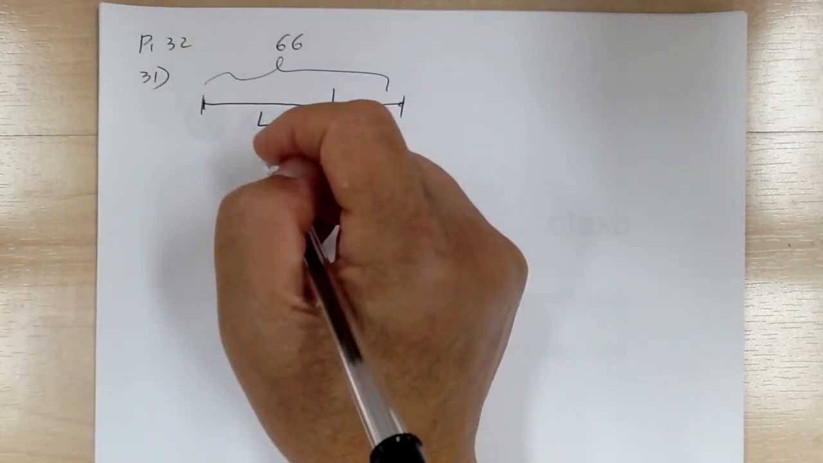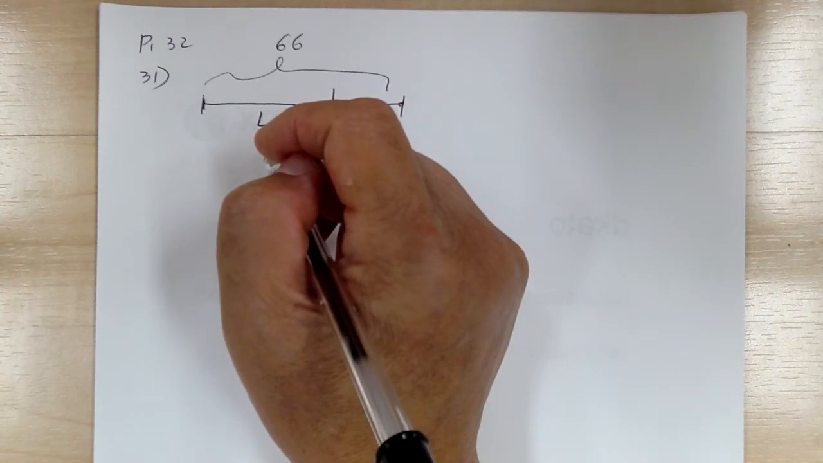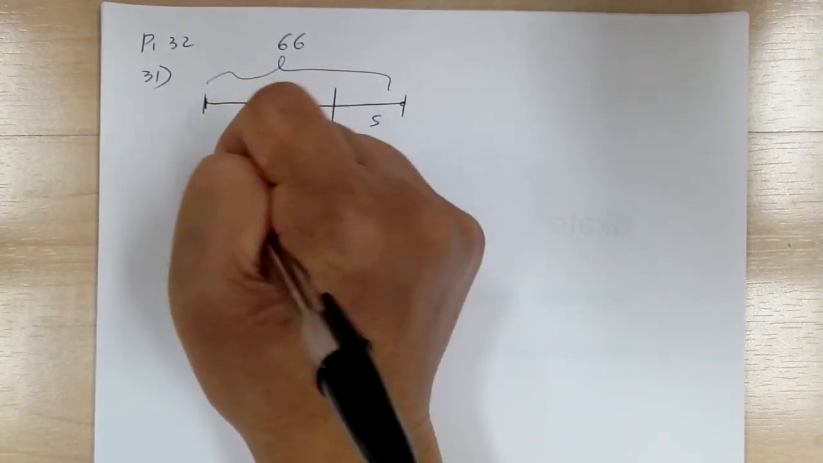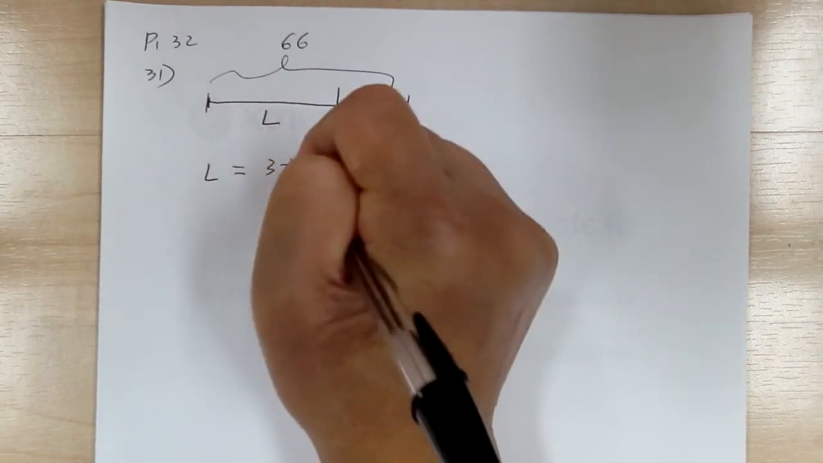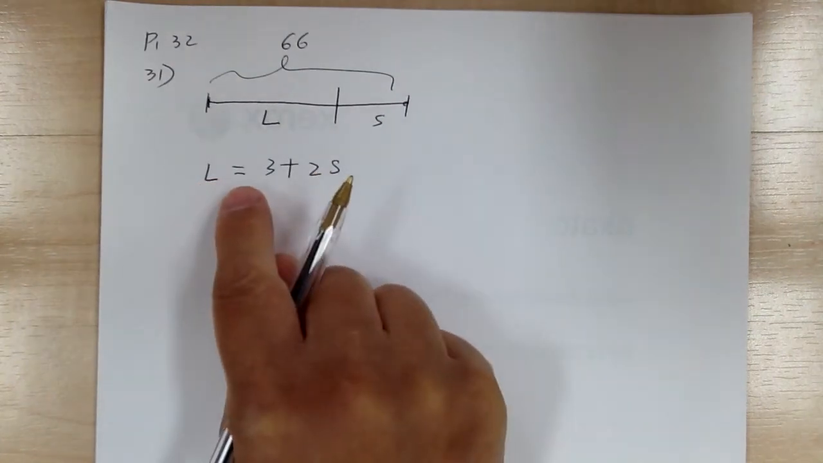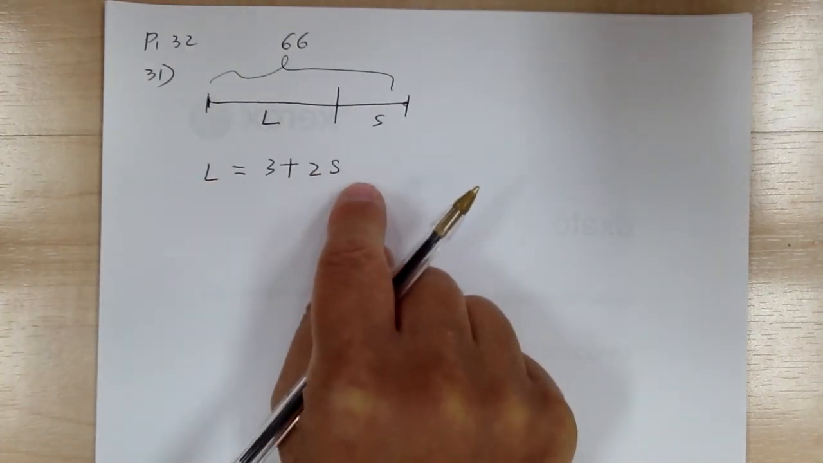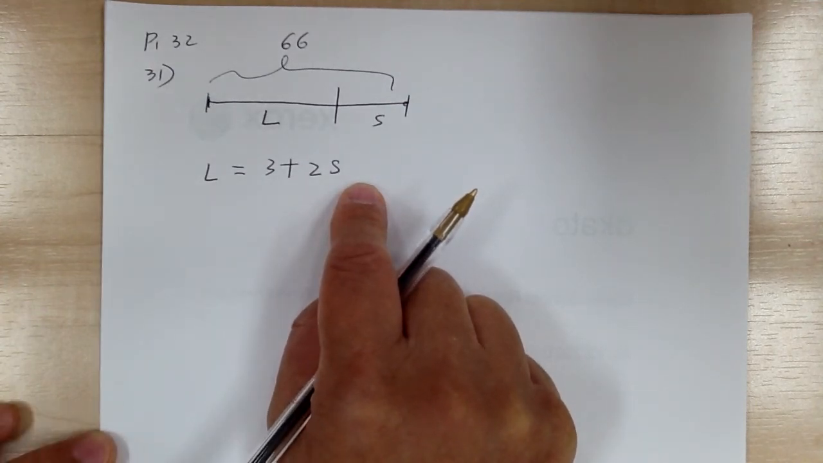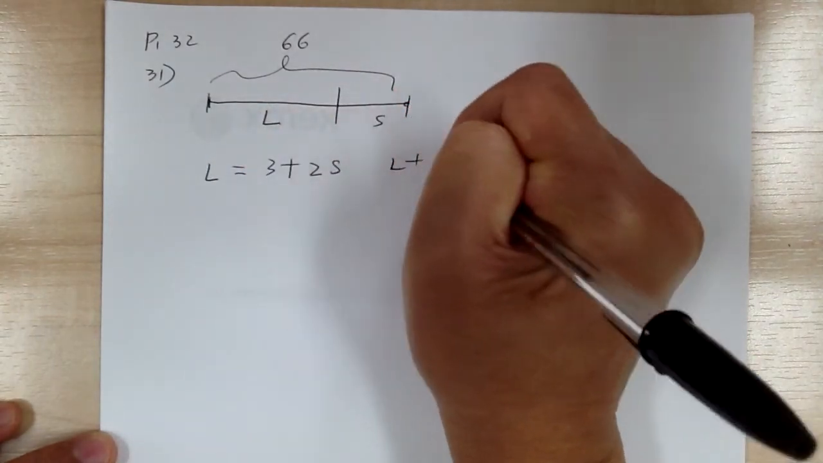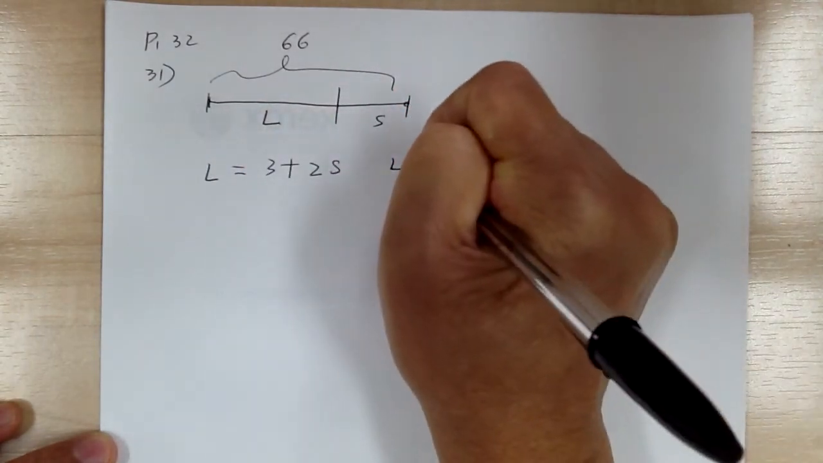Now all you have to do is read and translate. So the large number is 3 more than twice the other number, the small number. So the large number is 3 more than twice the other number. And find the larger of the two numbers. You're looking for the large one. The other one is not as obvious, but when you look at the picture, you can see L plus S equal to 66.